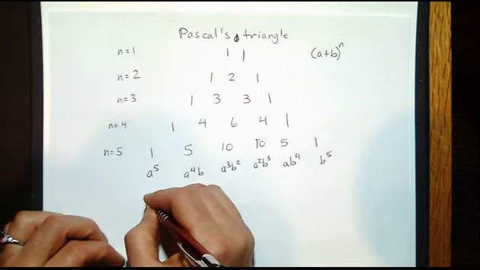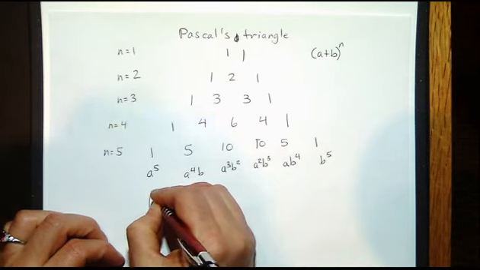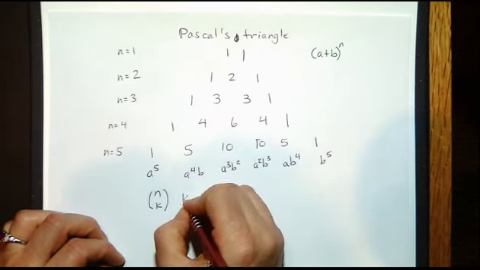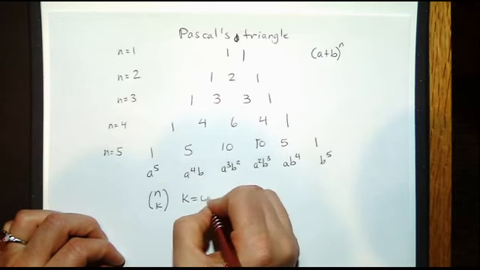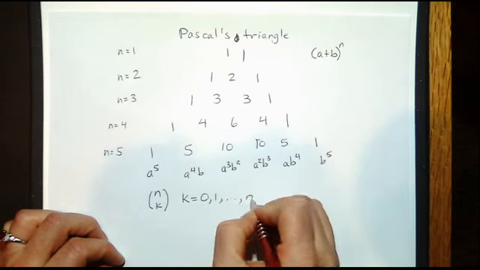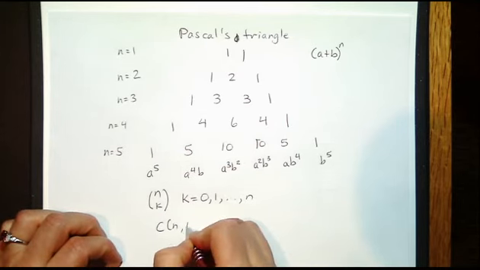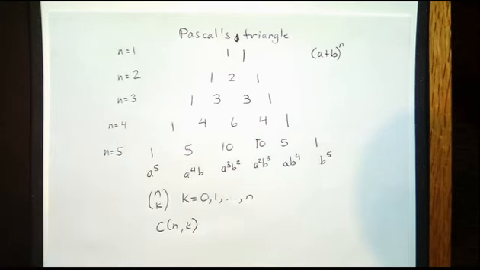So here's the nth row. If I'm in the nth row, the numbers in the row are n choose k, where k equals 0, 1, all the way up to n. And n choose k is another way of writing this, which you'll probably see on your scientific calculator. And that's how you read it, n choose k.